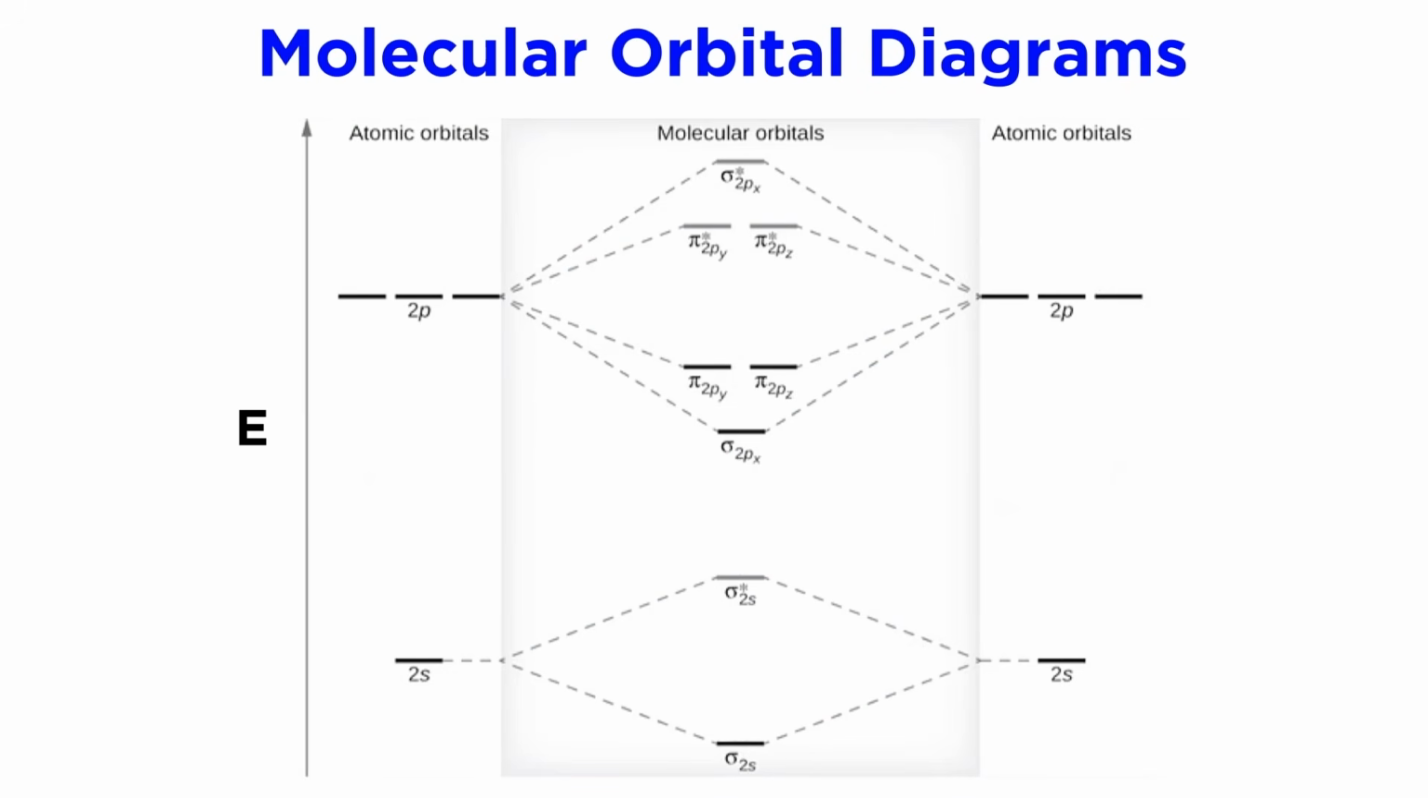Now that we have introduced the different shapes of the molecular orbitals, as well as how they are formed, we want to understand their relative energies so that we know which orbitals will be occupied. To do this, we must learn how to draw molecular orbital diagrams.